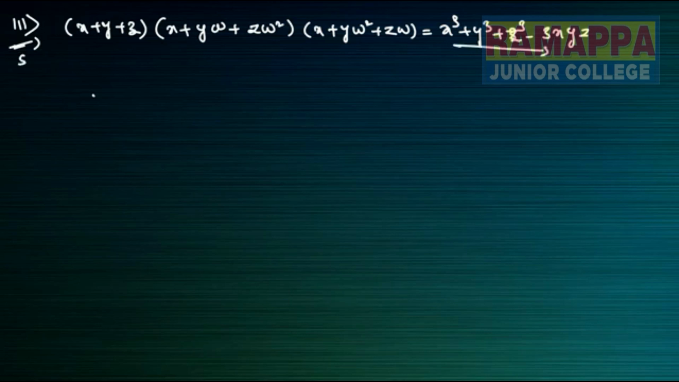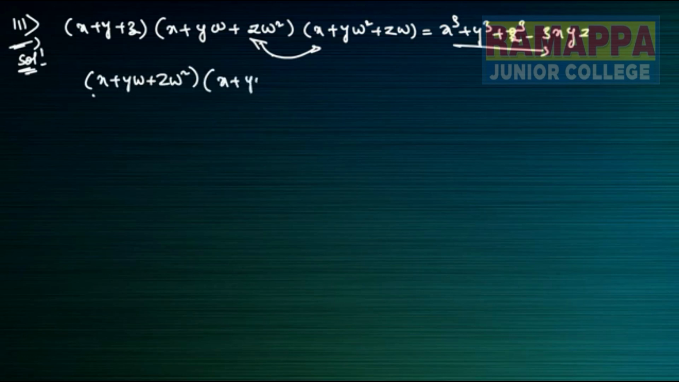Now here is the solution. I will take these two terms to multiply: (x + yω + zω²)(x + yω² + zω). I will take this and show this one.